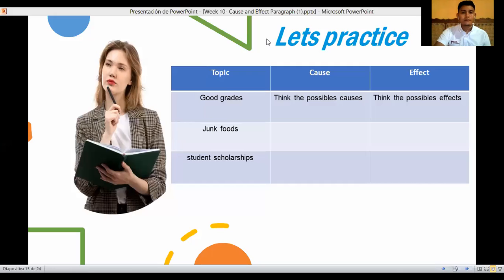Someone else? Studying hard, possible cause. Good grade. Yes, it will be the effect if you study hard. The possible effect is you get a scholarship, right? Yes, this is another effect. Because if you don't have good grades, you don't have a scholarship. Yes, good grade, possible cause is study hard, possible effects: good grade, get graduated. Yes, that's it. And then we have another topic that is junk food.